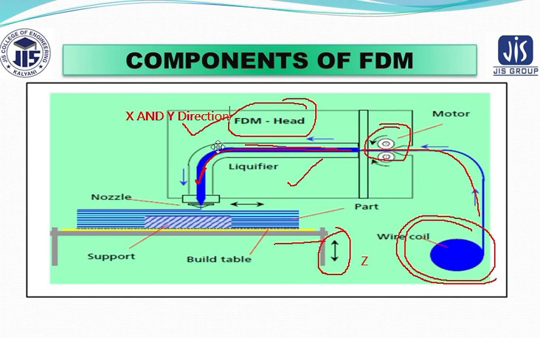So you are very sure about X and Y direction also. Okay. Now you can see there is a nozzle. You can see this is a nozzle, and through this nozzle the material is getting deposited. So this is getting layer by layer. You can see this line represents basically layer by layer material deposition.